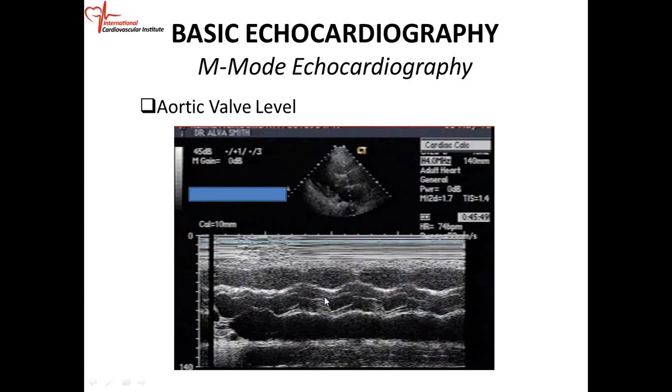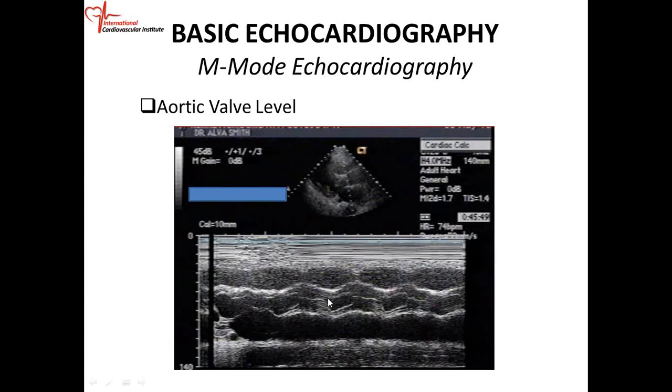The normal aortic valve is very thin, and these two lines are usually parallel to each other. So this is one cusp right there. This is another cusp, okay? And this is what we call the closure line. The closure line is supposed to be at the center of the box, okay? So this is what a normal aorta looks like.